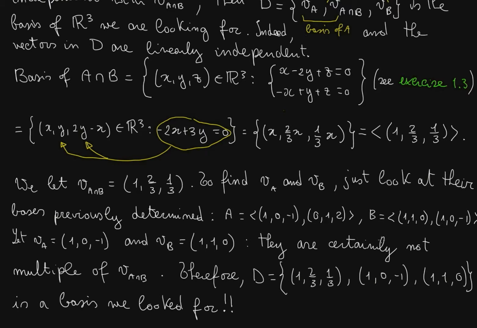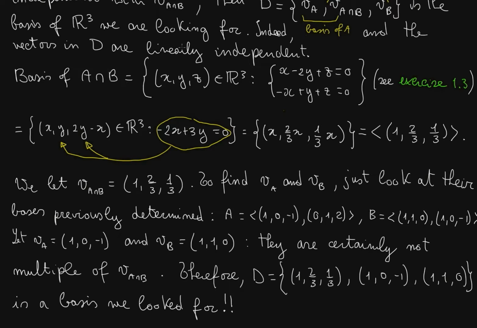So they're certainly not multiples of V_{A∩B}. Remember that the conditions, which have now gone up the screen, that we want VA and VB to satisfy are that VA belongs to A and is linearly independent with V_{A∩B}, and VB belongs to B and is linearly independent with V_{A∩B}. Two vectors are linearly independent when one is not a multiple of the other. So we just want to check that VA is not a multiple of V_{A∩B}, and VB is not a multiple of V_{A∩B}, but this is obvious.